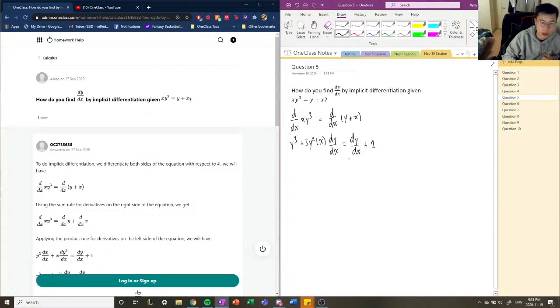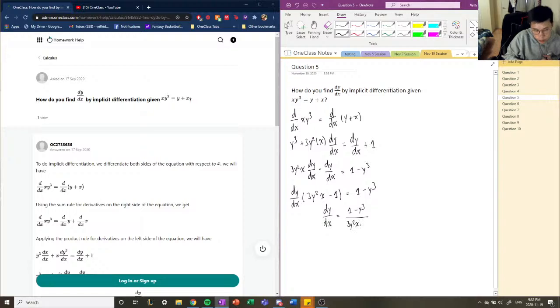Now we're going to isolate for dy/dx, so we move the dy/dx terms to the left side and everything else to the right side. So we have 3y squared x dy/dx minus dy/dx, and on this side we have 1 minus y cubed. Now we factor out dy/dx, which leaves 3y squared x minus 1 equals 1 minus y cubed. Finally, we move this whole term to the other side, so dy/dx equals (1 minus y cubed) divided by (3y squared x minus 1).